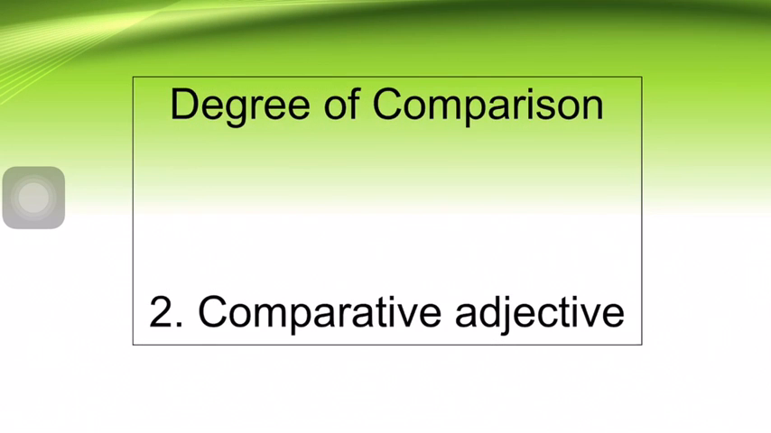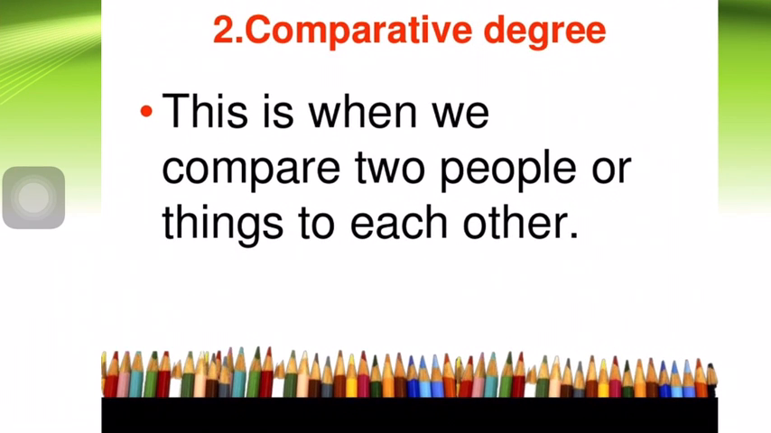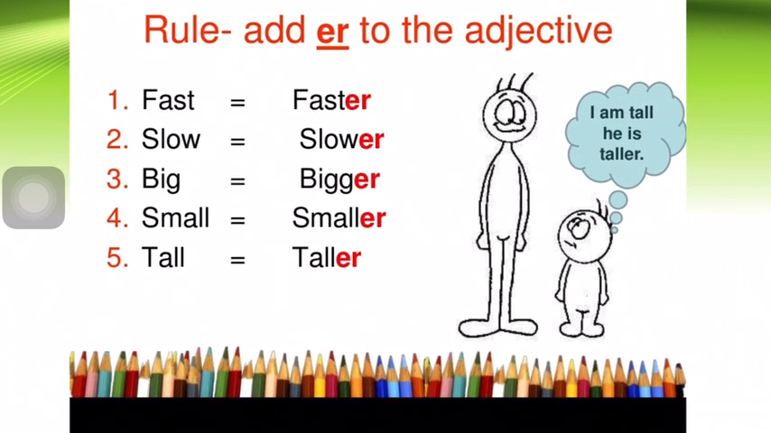Degree of comparison. Second, comparative adjective. Comparative degree. This is when we compare two people or two things to each other. The rule: add er to the adjective.